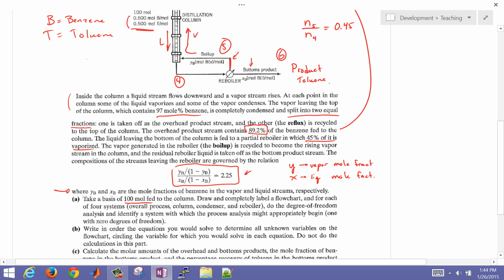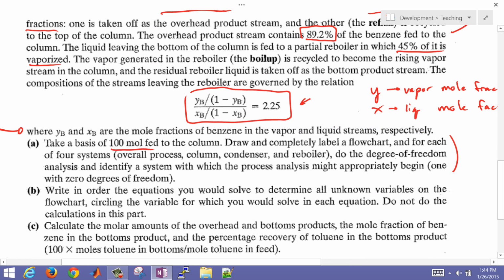If you want to think of it in terms of a molar flow rate versus total moles, you could do that as well. So we're going to draw and label this flow chart. For each of the 4 systems, we're going to include the overall process, column, condenser, and reboiler. We'll do a degree of freedom analysis and identify a system in which the process analysis might appropriately begin.